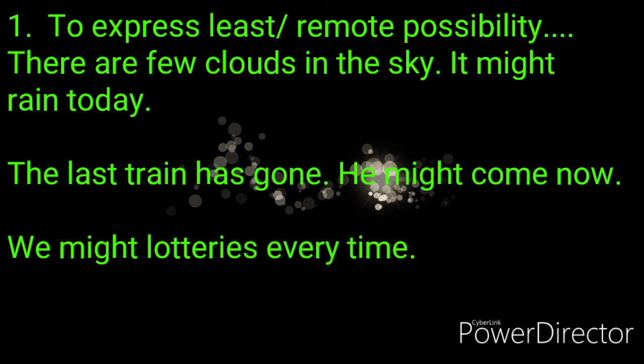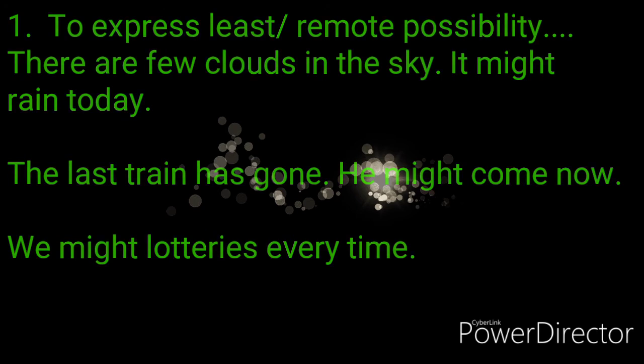For example, there are few clouds in the sky. It might rain today. There are few clouds in the sky, so it is not likely to rain today, because if we see a few clouds or no cloud in the sky, there is little chance of rain. So we can say that the chances of raining are very less or least, or this one is remote possibility. This is not going to happen, but it may take place.